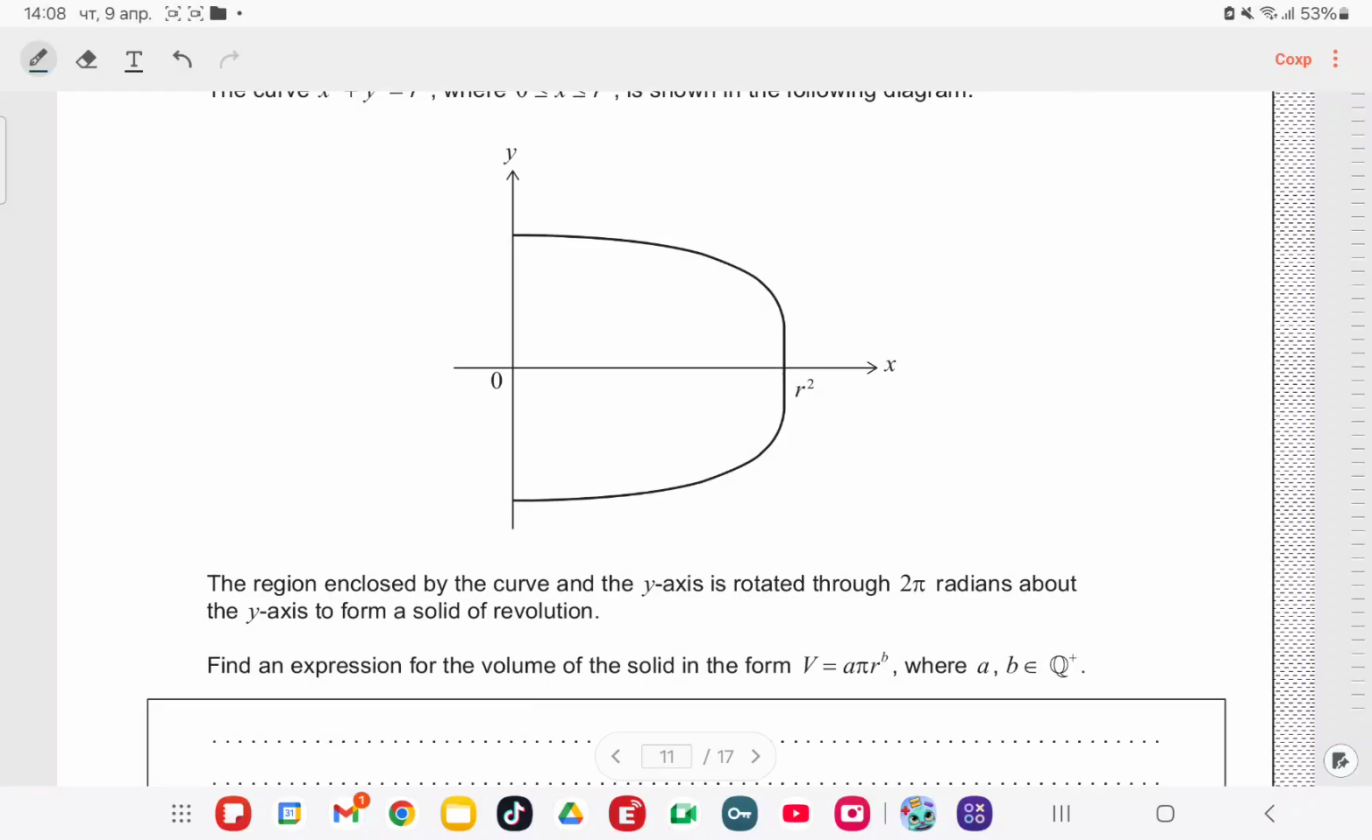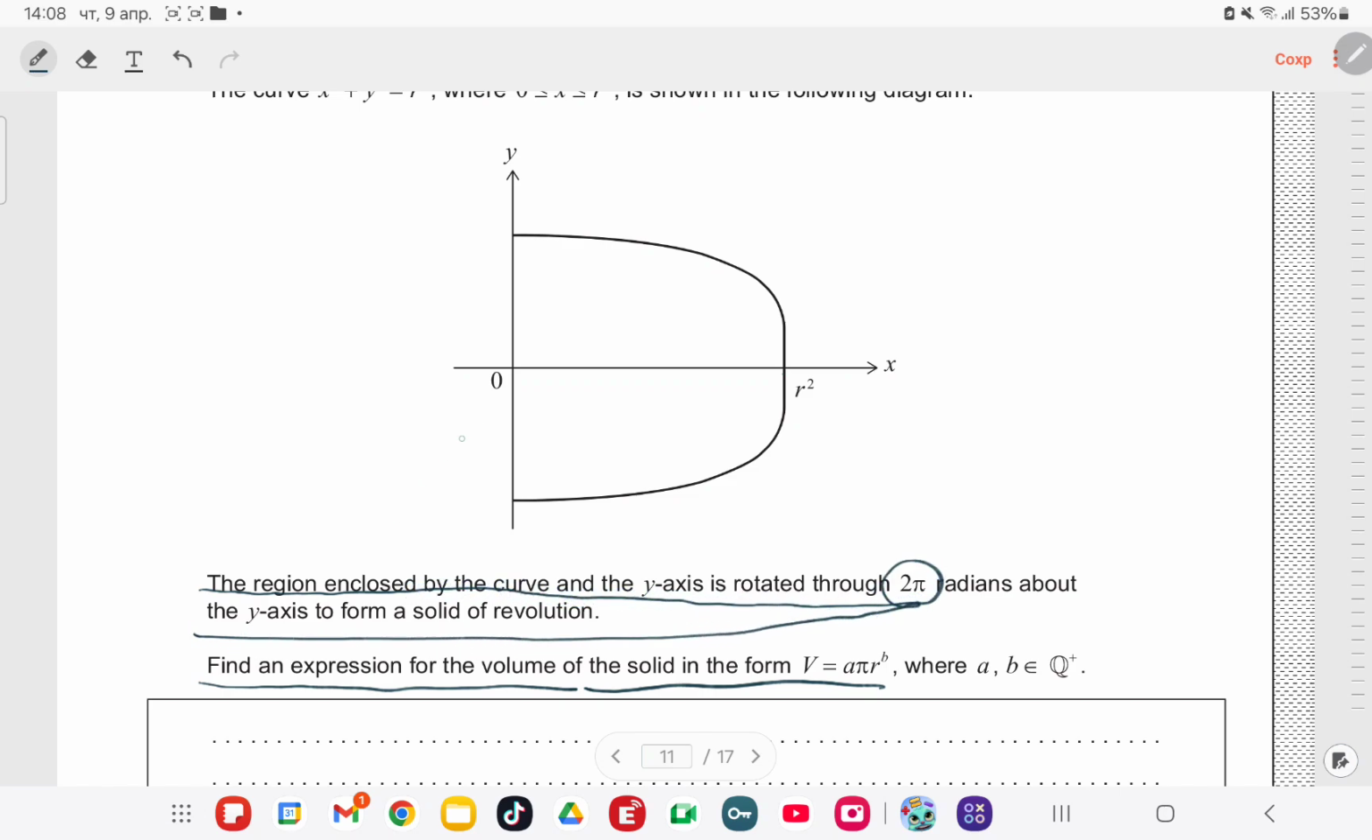Let's find the keywords here. Find the volume of a solid. It's a special form, and then how is this volume obtained? Let's read the previous sentence. The region enclosed by the curve and the y-axis is rotated 2 pi radians about the y-axis. So we have to find the volume of this obtained shape, something like this.